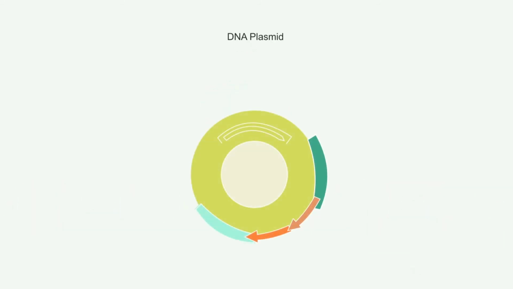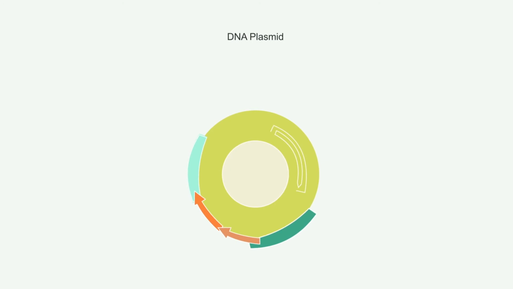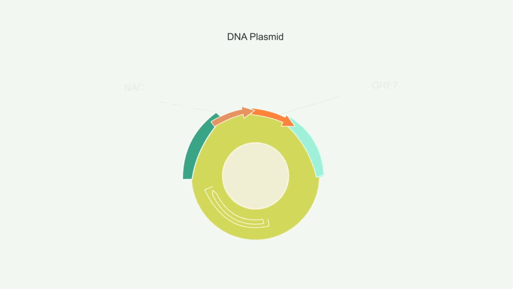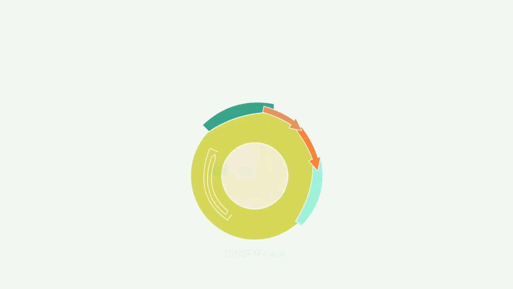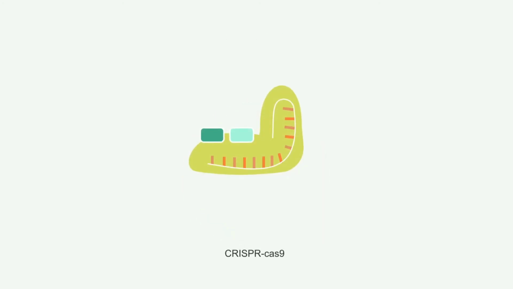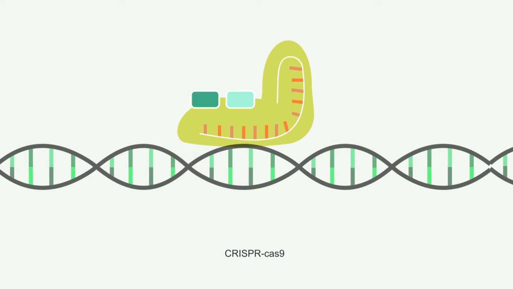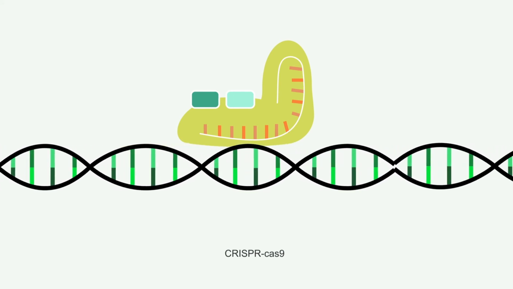After we found these components, we started to design our new turf grass. To do so, we designed a circular strand of DNA called a plasmid that contains the genetic information for both our GRP7 promoter and NAC transcription factor, which can be inserted into the cell nucleus of the original turf grass. Once inside the nucleus, our DNA plasmid will use CRISPR-Cas9 technology to insert the designed promoter and transcription factor genes into Zoysia japonica's genetic code.